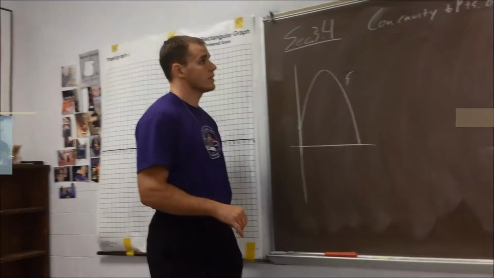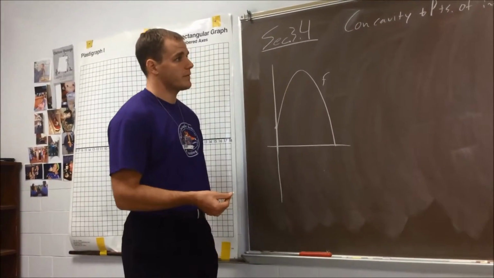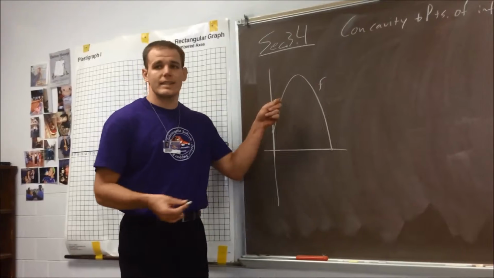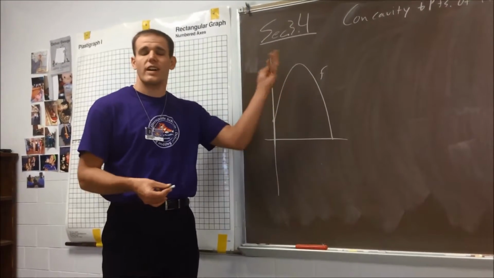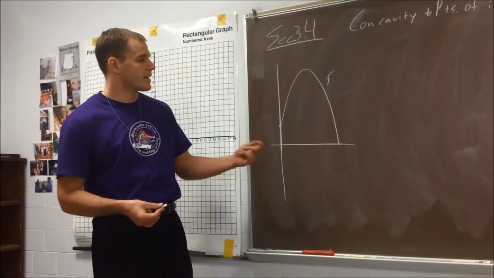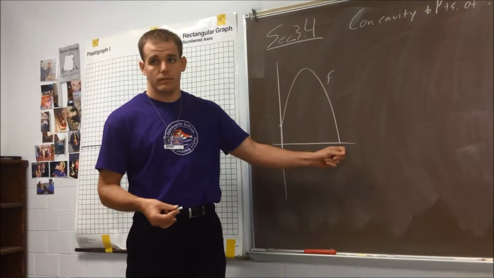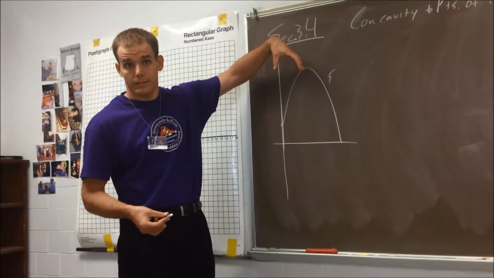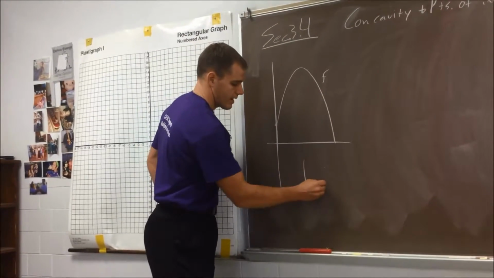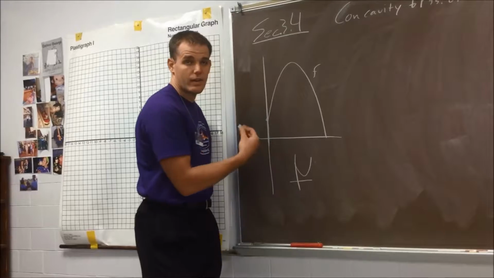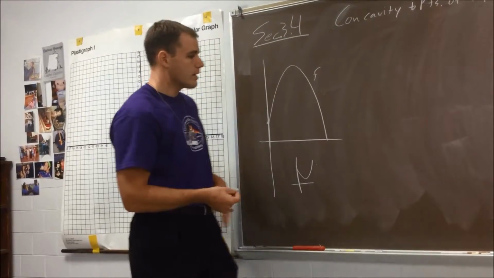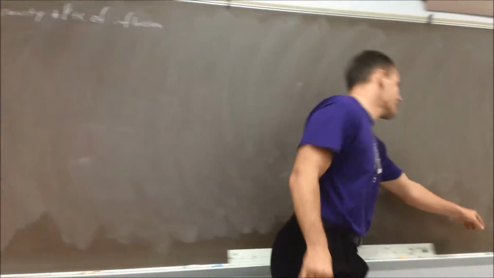All right, so concavity and points of inflection here. Would everyone agree that this is concave down? Yes. Okay, now try to connect this to something you already kind of understand. This is concave down. It looks like a frown, right? Concave up looks like a cup. That's how I remember it. Okay. So that's concave down.